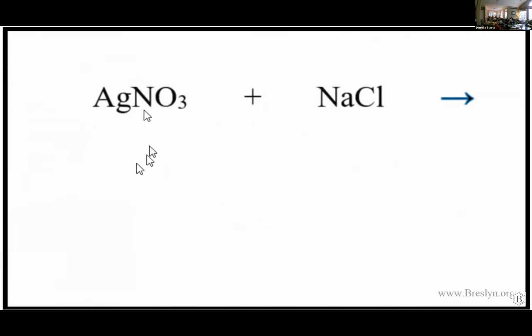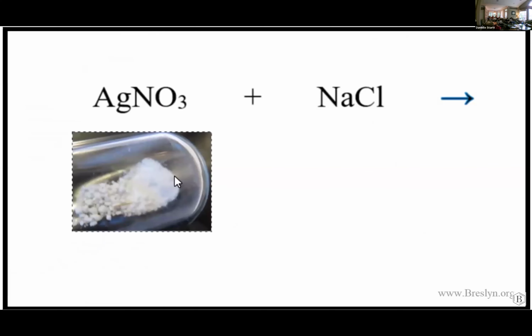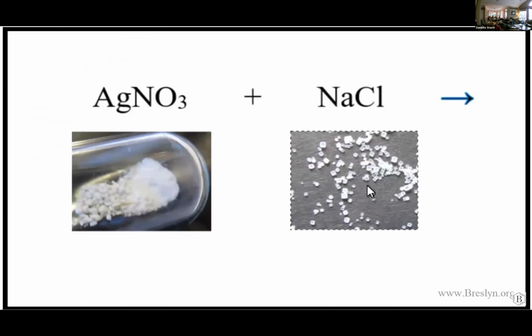So here is our silver nitrate, AgNO3, and our sodium chloride, NaCl. Silver nitrate, that's a crystal, it actually looks like a white powder here. And then sodium chloride, we have these salt crystals here, table salt. But net ionic equations take place in solution, in aqueous solutions. So we need to dissolve these in water for any reaction to take place.